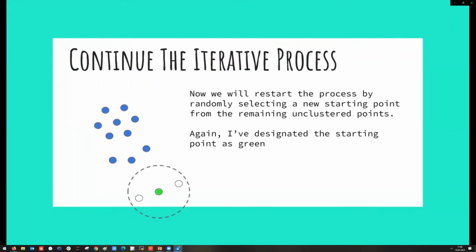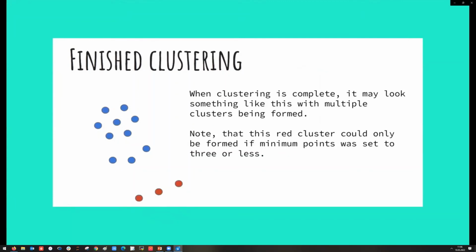Now we will restart the process by randomly selecting one of the remaining unclustered points. I have again designated the starting point green. I won't run through the steps again, but this iterative process continues until every unclustered data point has been looked at. As this algorithm finishes running, it may eventually form multiple clusters, as seen in this example. But note, this red group could only form if the minimum points was set to 3 or less. Now that you understand how DBSCAN works, I'll show you a start-to-finish visualization of the running algorithm found at naftaliharris.com.